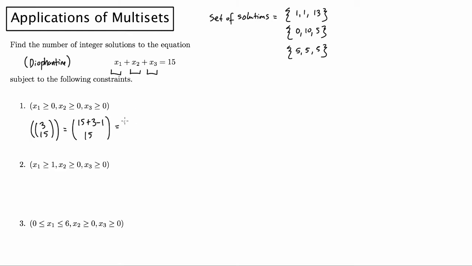And so this ends up being 17 choose 15, which, remembering our formula, is the same as 17 times 16, because the 15 factorial cancels, divided by 2, which turns out to be 136. So there are 136 possible solutions to this problem, with all the constraints being that x1, x2, and x3 have to just be greater than or equal to 0.